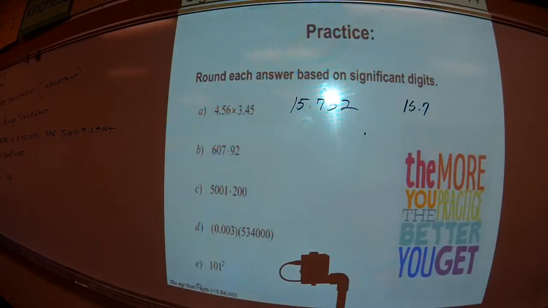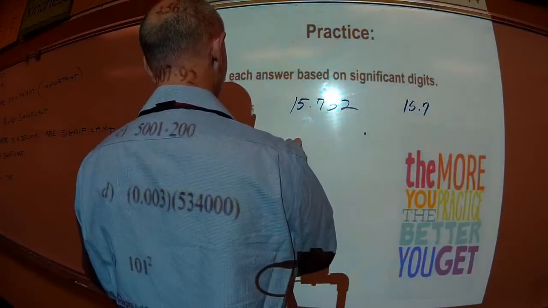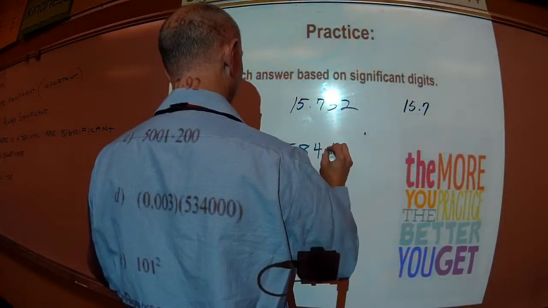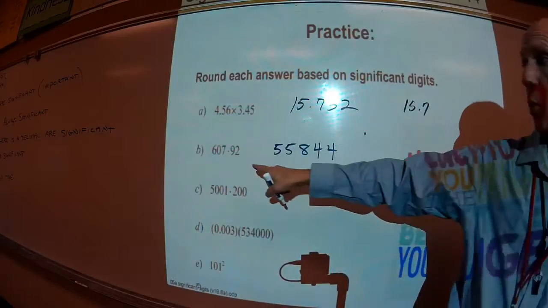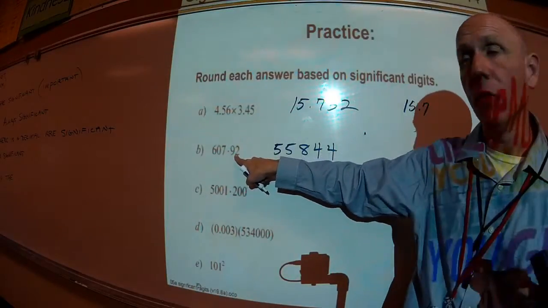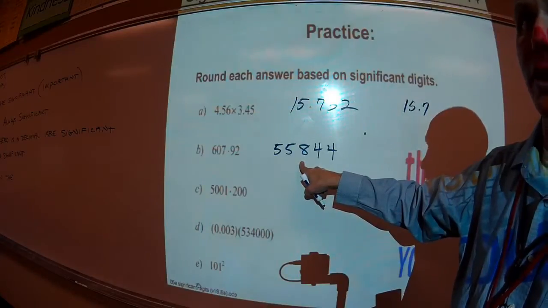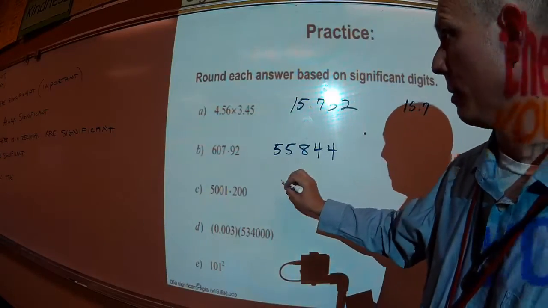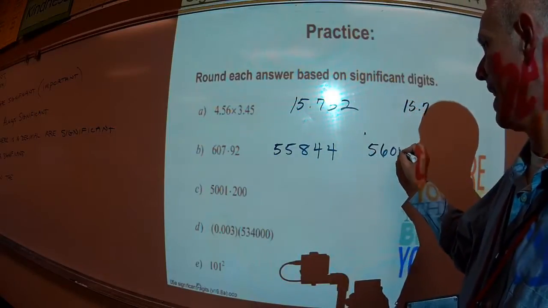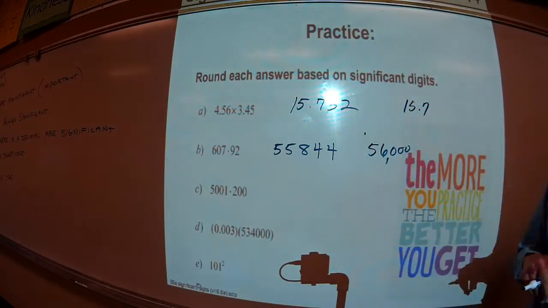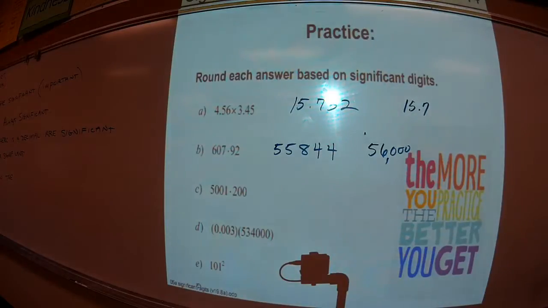So now I've got 2 numbers. This is going to round to 56,000. It rounds to 56,000. So when I multiplied it, I got 55,844. But I'm only good to 2 sig figs, which means all these numbers down here need to go away and turn into zeros. So I'm going to round this up to 56,000 because now it's got 2 sig figs. Do the next one.